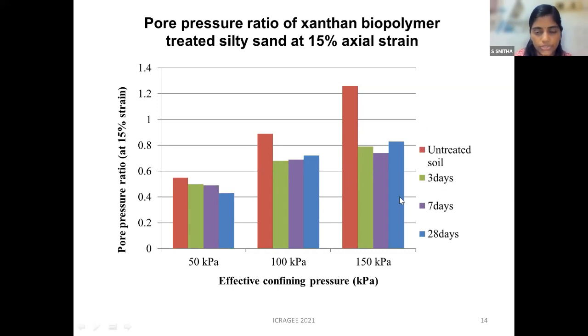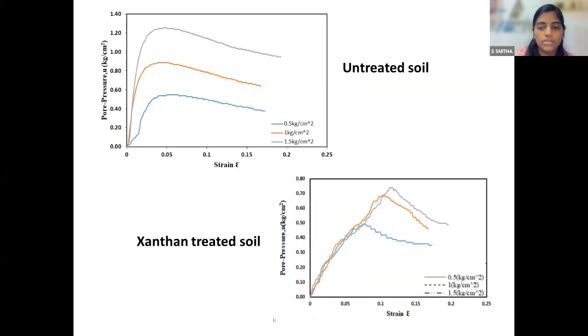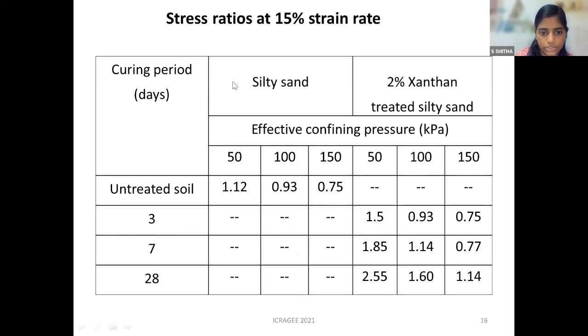And this is due to the hydrophilic nature of the biopolymer gel present inside the soil particles, which can absorb the water. The excess pore pressure buildup, which might be caused by water present inside the soil, is now replaced by xanthan gel, which takes up the pressure. And obviously, the excess pore pressure caused by xanthan gel will be lesser compared to when water was present. So these are sample pore pressure graphs, for untreated soil and treated soil. Also, the strain at which the maximum pore pressure was reached in treated soil was higher when compared to untreated soil.